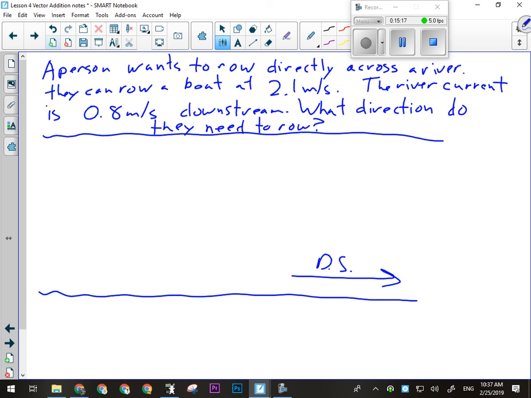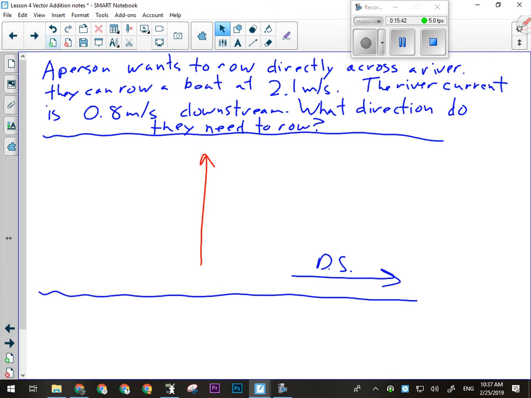So obviously I don't point myself straight across the river in this situation. If I do that, I don't end up straight across the river. The current will push me downstream. I have to now row into the current at least slightly so that I end up straight across. So I already know what my resultant looks like. I know my resultant looks like this, straight across the river. That's what I want to end up doing.